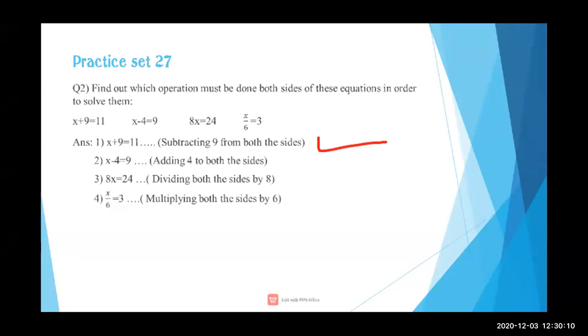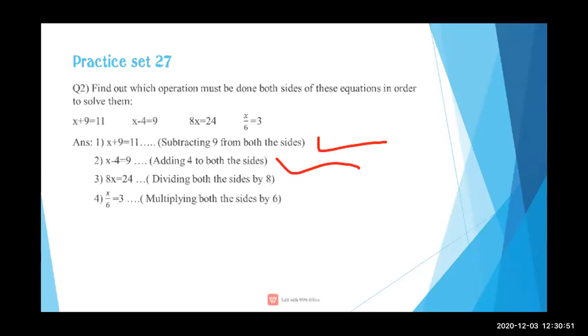Okay. Now the next, second, is x minus 4 equal to 9. Here the letter is x. Operation is minus. Opposite is add, plus. So what answer are you going to write? Adding 4 on both the sides. That you are going to write in the bracket. You will change the operation, but the number is not going to change. So here, adding 4 on both the sides.